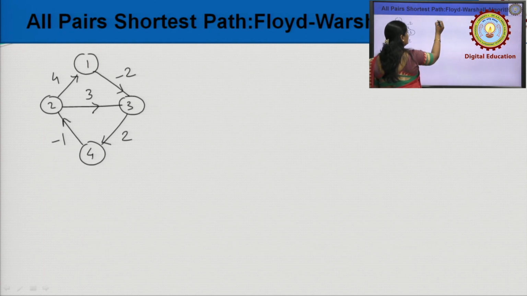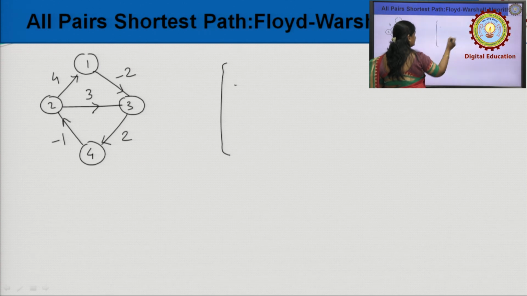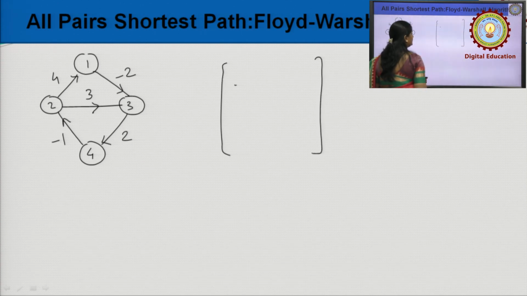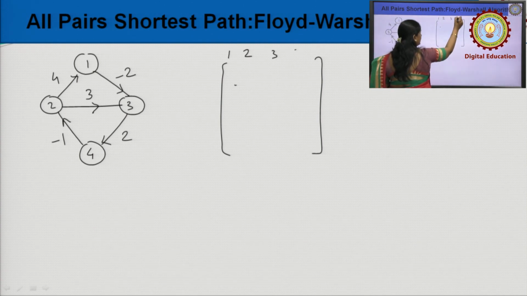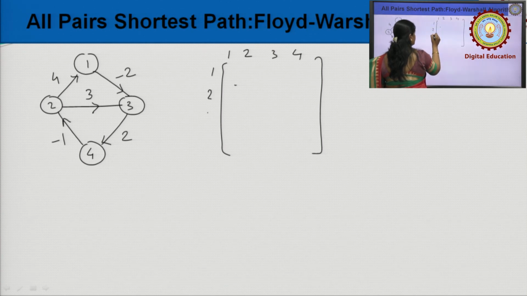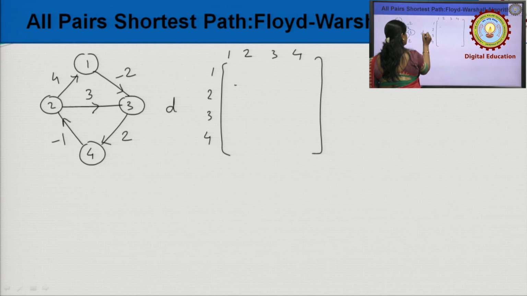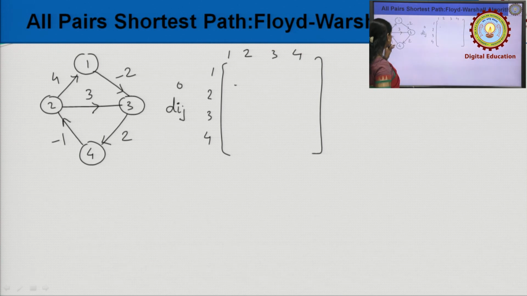First, we find out the weight matrix of the given graph. That means, what is the shortest path from one vertex to another vertex using the direct edge? The rows and columns are labeled by the number of vertices. This is the distance matrix. There is no intermediate vertex, Dij. If there is any direct edge from vertex Vi to vertex Vj, then mention the edge weight. There is no self loop, so all diagonal elements are 0.